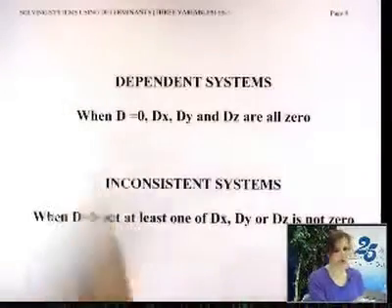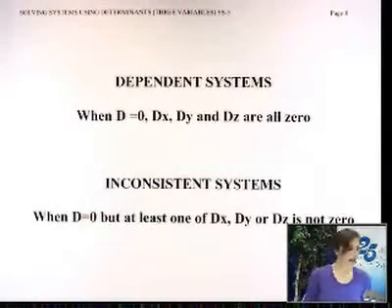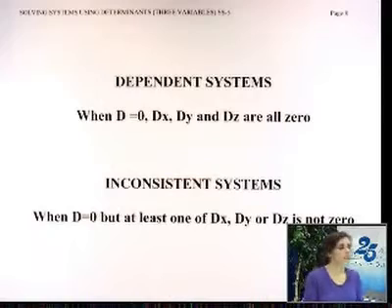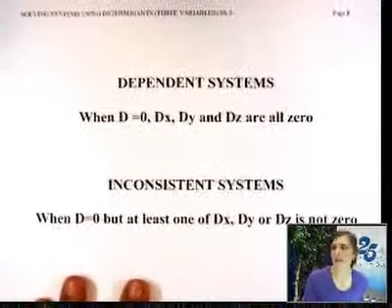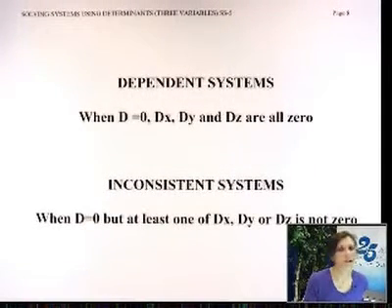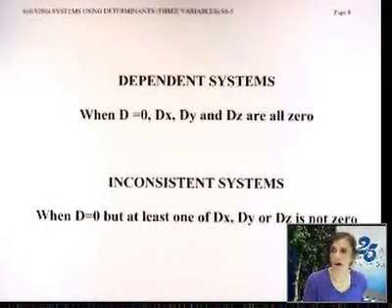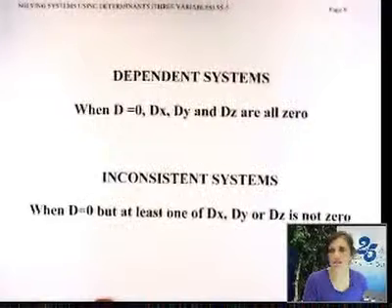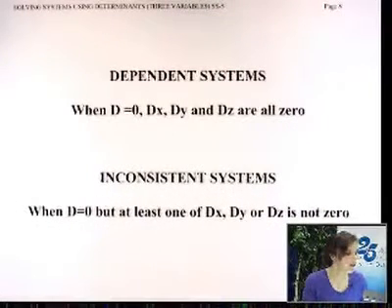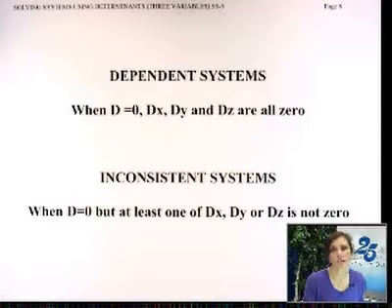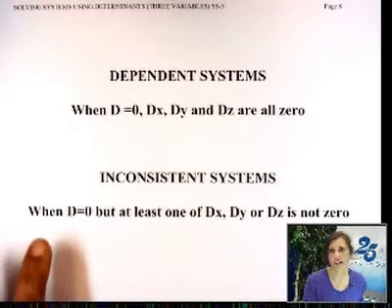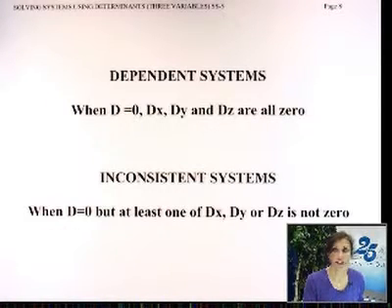Now, one thing that I did not mention: when the determinant is 0, and dx, dy, and dz are all 0, you have a dependent system. So you have infinitely many answers. An inconsistent system is going to show up when d is 0, but one of dx, dy, or dz is non-zero. So you're not going to be able to get an answer from that one, and you cannot divide by a 0. So just kind of pay attention to that.